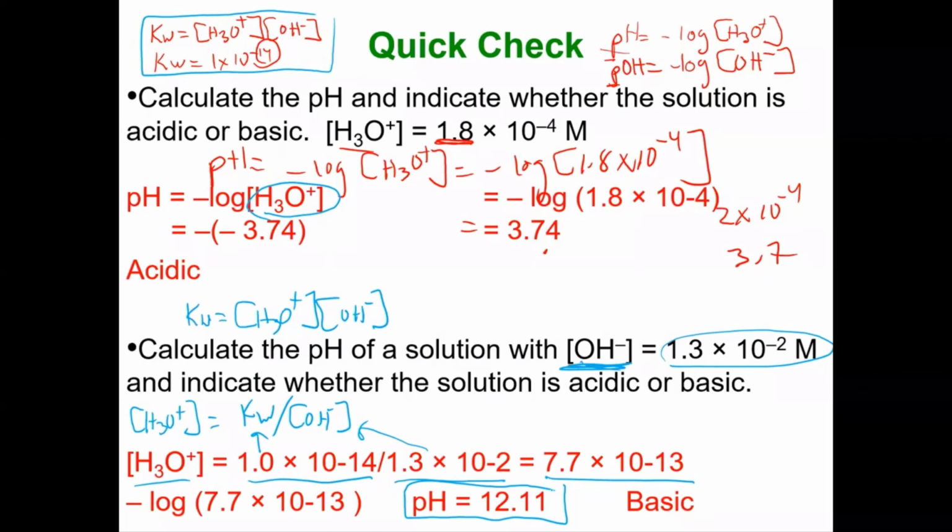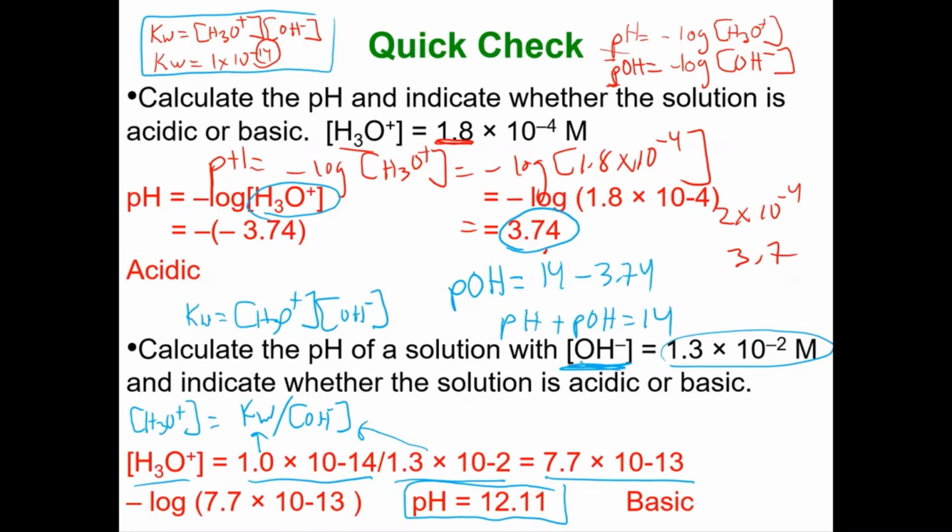Now, I haven't asked, but in both of these problems, I could ask what your pOH was. And how do I do that? Well, I said it earlier. pH plus pOH equals 14. So in this first problem, if I wanted to figure out the pOH, I would just say 14 minus the pH, 3.74.